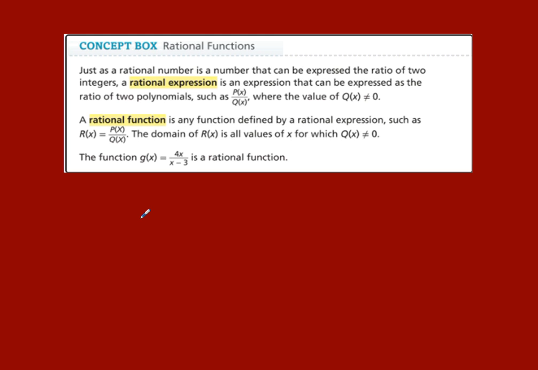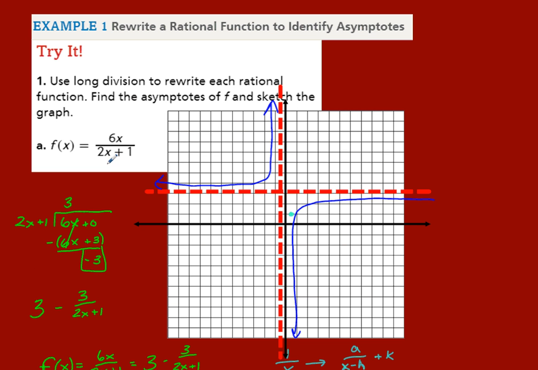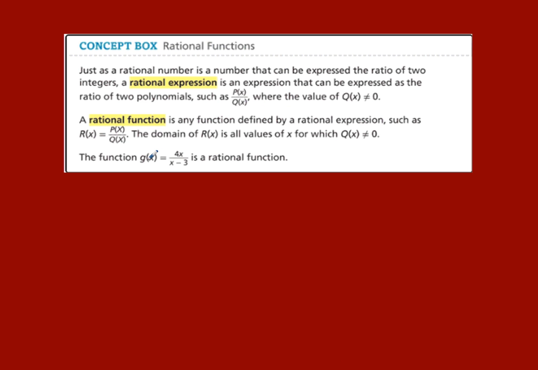Now, we have just seen that. This is a rational expression. Okay, it's a polynomial over a polynomial, or a monomial over a polynomial. A rational function is any function that is defined by a rational expression, such as r of x equals p of x over q of x. So the function, which is what I just showed you, is a rational function. They give you this big long definition, and you've seen these before. Anything that looks like 4x over x minus 3, or 6x plus 2 over x plus 3, or whatever, as long as it's got variables on both sides and the bottom is not 0, it is a rational function.